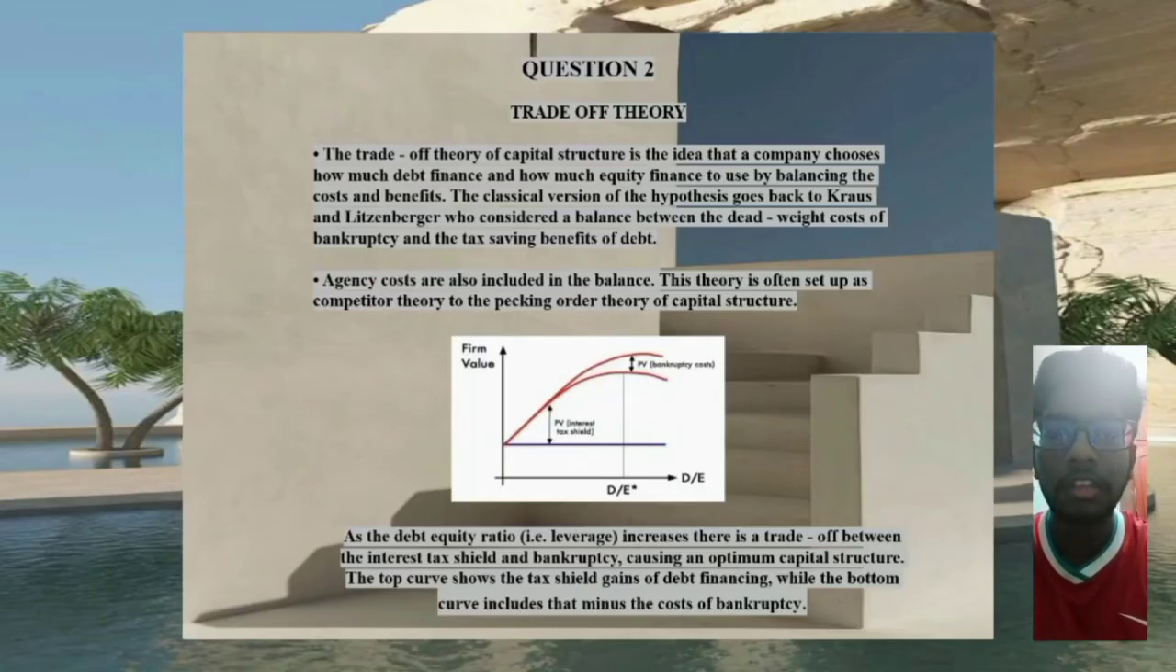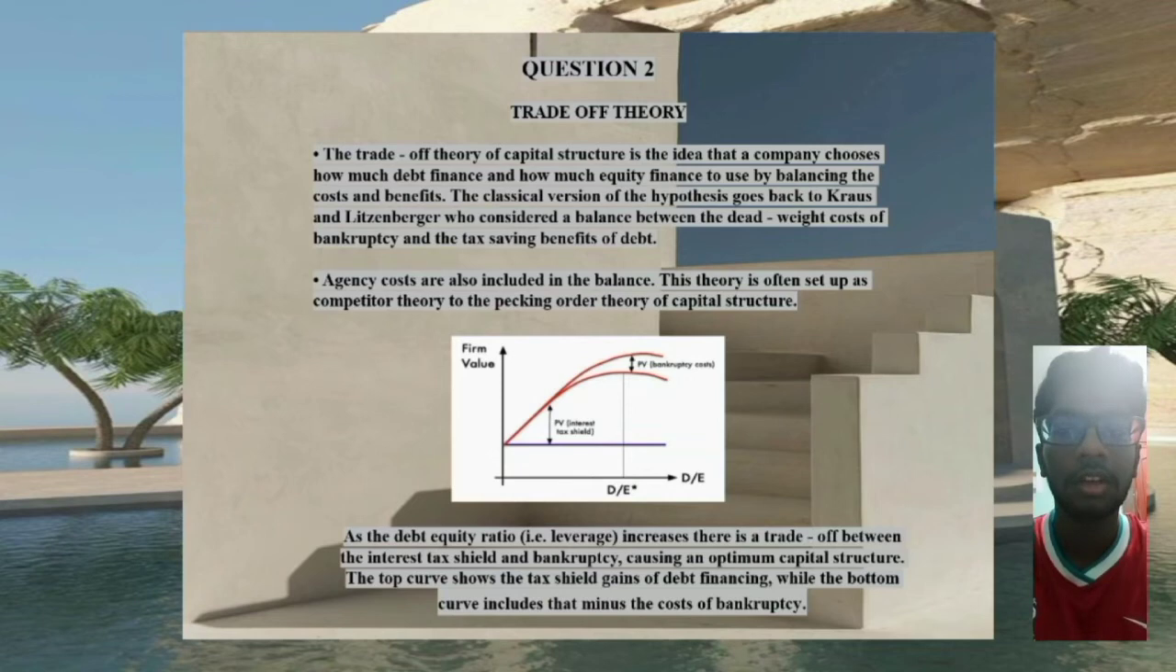Next, I will present for question 2, trade-off theory. The trade-off theory of capital structure is the idea that a company chooses how much debt finance and how much equity finance to use by balancing the costs and benefits. The classical version of the hypothesis goes back to Kraus and Litzenberger, who consider a balance between the debt weight cost of bankruptcy and the tax saving benefits of debts.